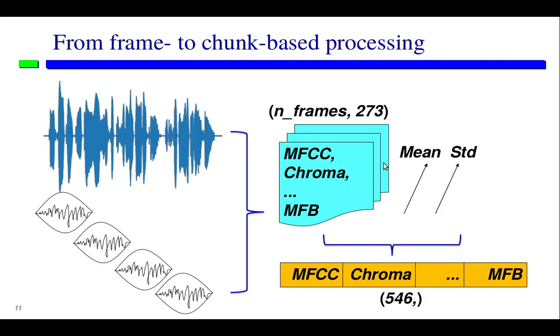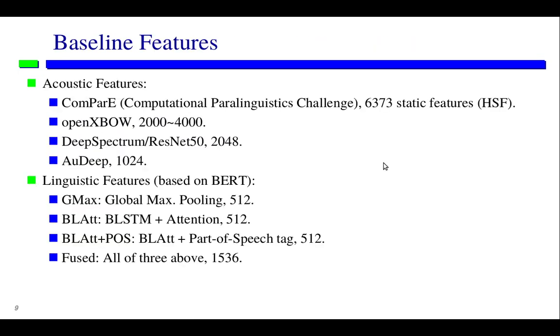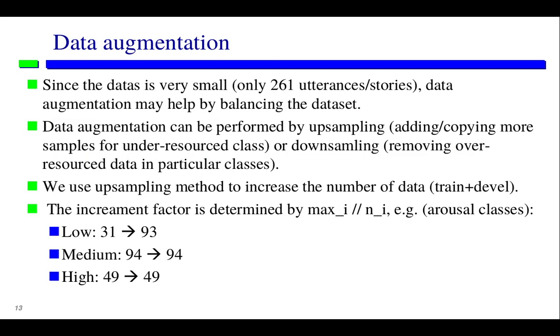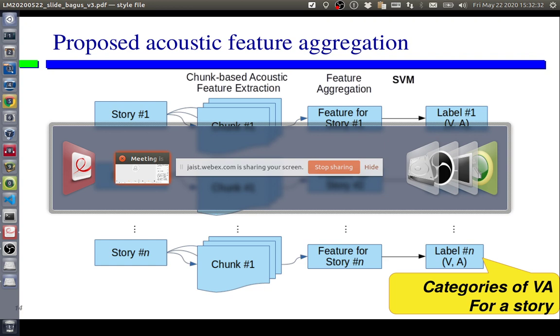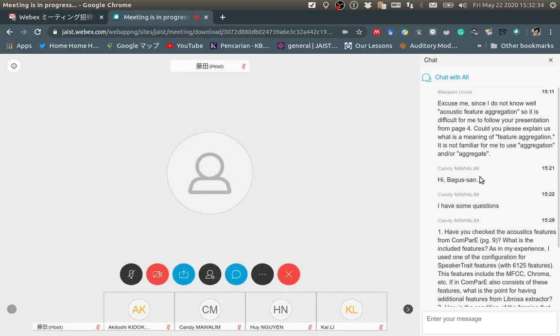And in my proposed method, I reverse it. I do aggregation at the input. So before I input to the classifier, I aggregate the features, so the feature represents one story, not one chunk. I think that's the meaning of the aggregation: how to obtain the feature for one story given chunk files.